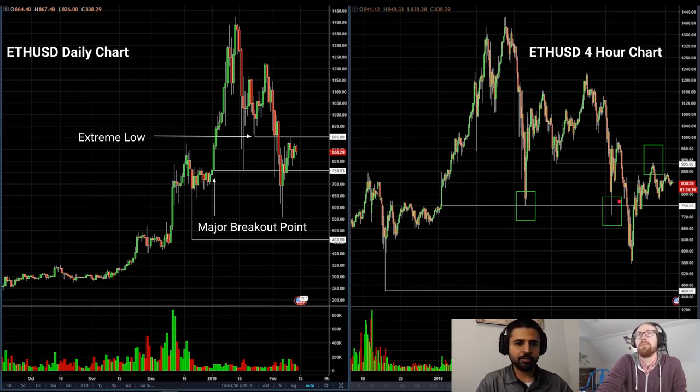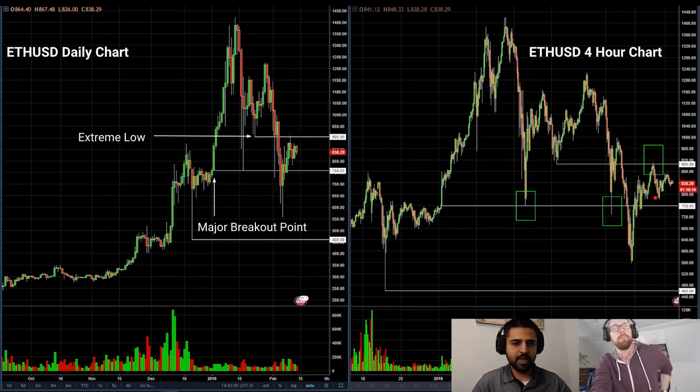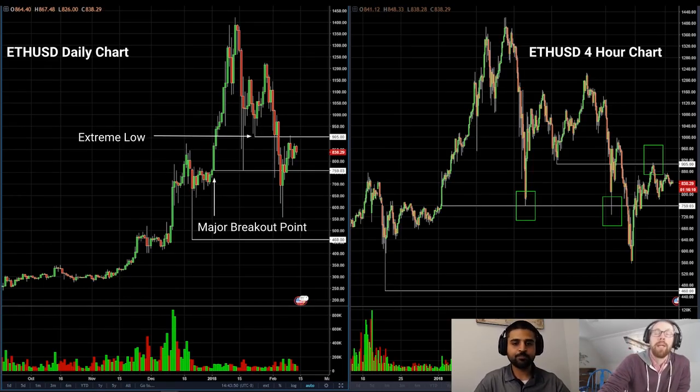We had the extreme low level plotted, which when Ethereum finally snapped back into it, it found resistance where we have the green box marked. So these kinds of levels really help you understand places where you might be able to buy and sell for a trade. Yeah, these are all really good examples.